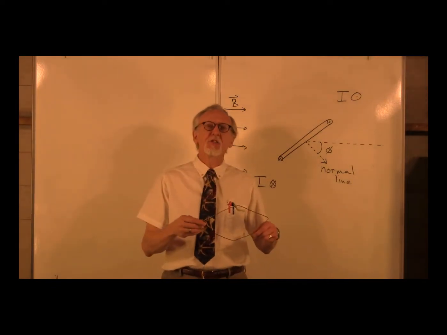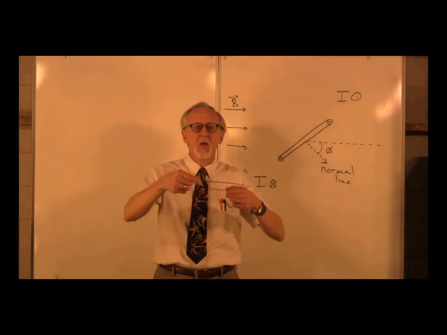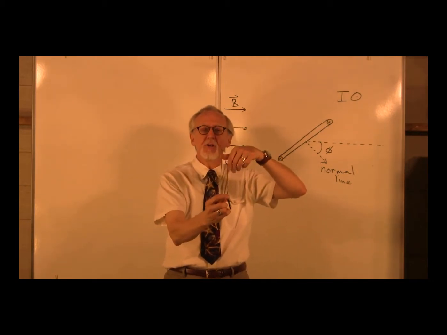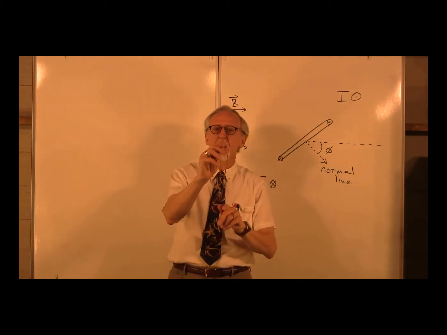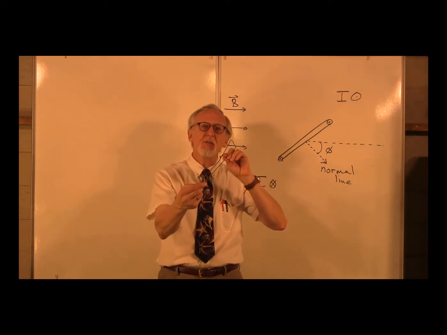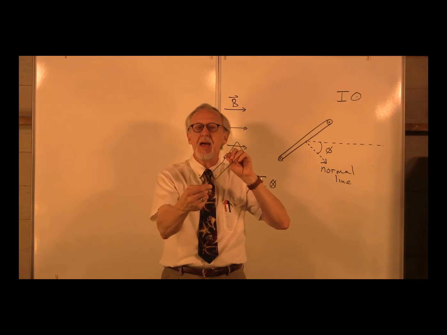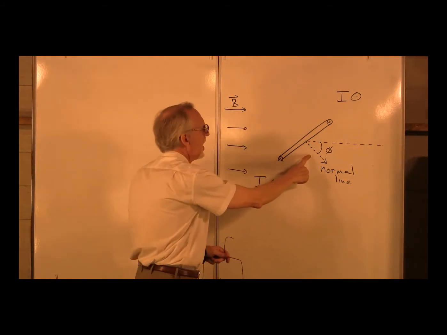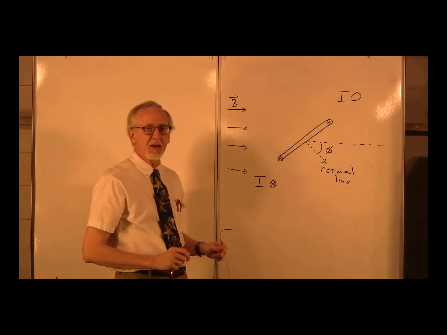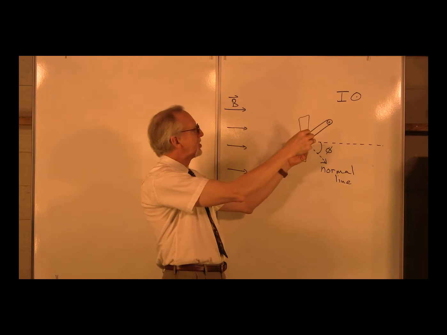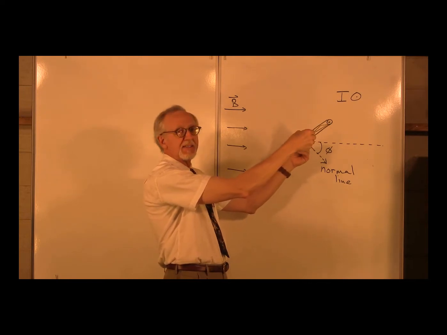So how are we going to describe the orientation of our loop? We're going to start out by imagining we're actually in this orientation to begin with. So starting like this, we're going to look at it from above. And now imagine we rotate it at some arbitrary angle so that our normal line is at some angle phi from our magnetic field.